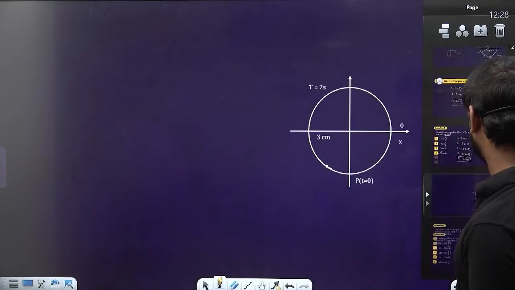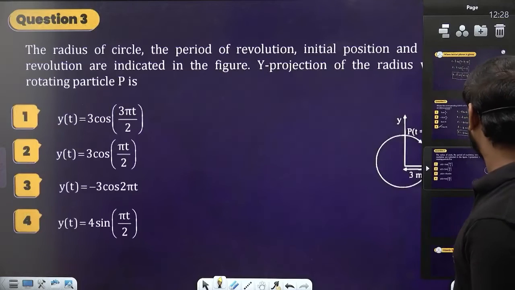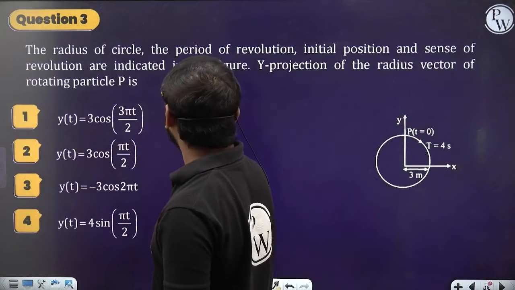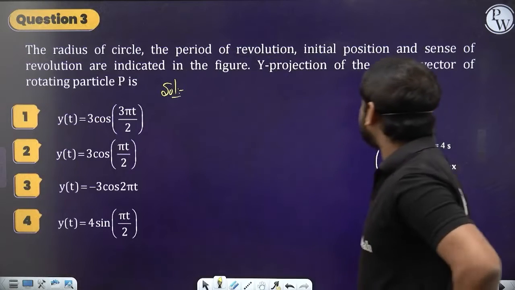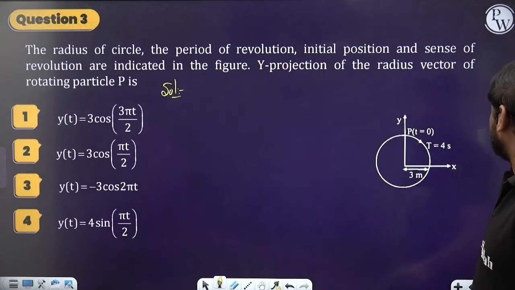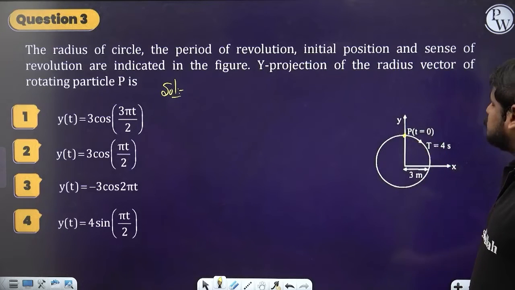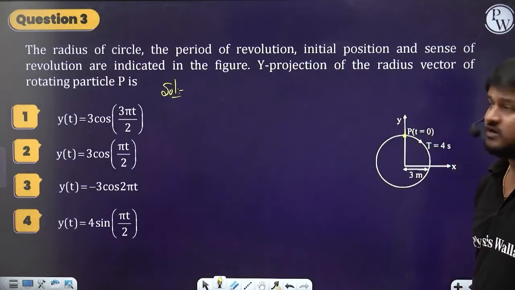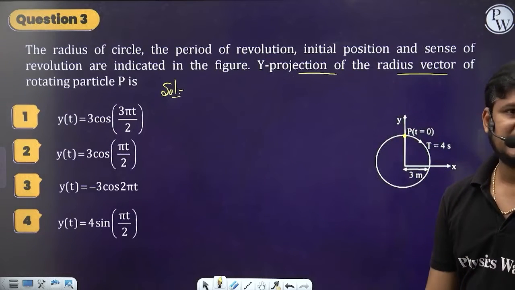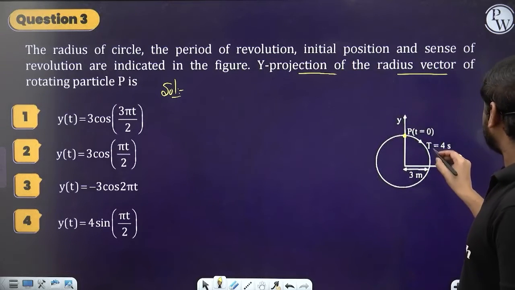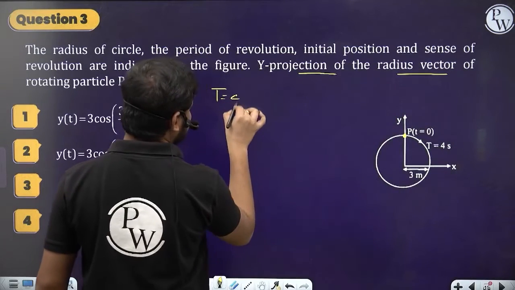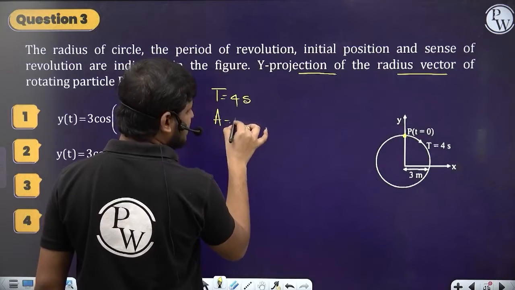We don't need another slide for this, so let's take the next question. What does the question say? The radius of the circle, the period of the revolution, initial position and sense of revolution are indicated in the figure. The particle at time t equals 0 starts the S.H.M from here. We require the y projection of the radius vector of the rotating particle. The time period is given as 4 seconds. First write the given information: a is given as 3 meters.